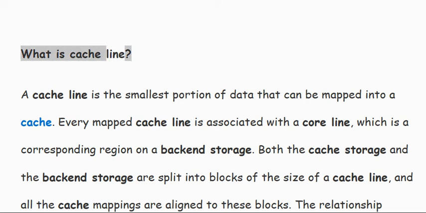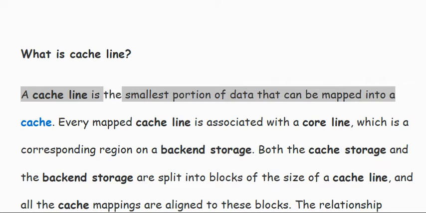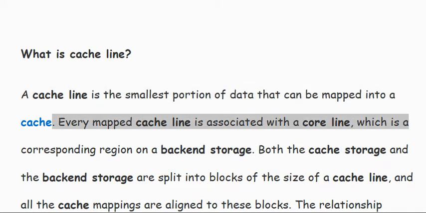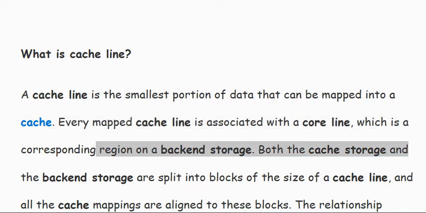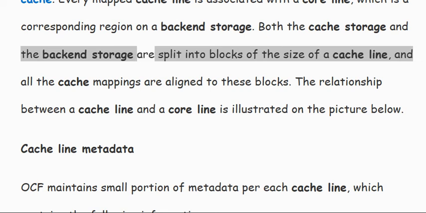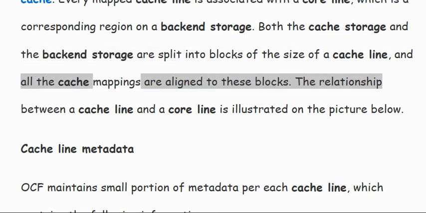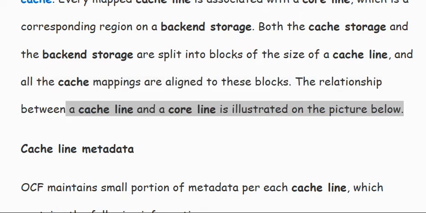What is a cache line? A cache line is the smallest portion of data that can be mapped into a cache. Every mapped cache line is associated with a core line, which is a corresponding region on a backend storage. Both the cache storage and the backend storage are split into blocks of the size of a cache line, and all the cache mappings are aligned to these blocks. The relationship between a cache line and a core line is illustrated in the picture below.